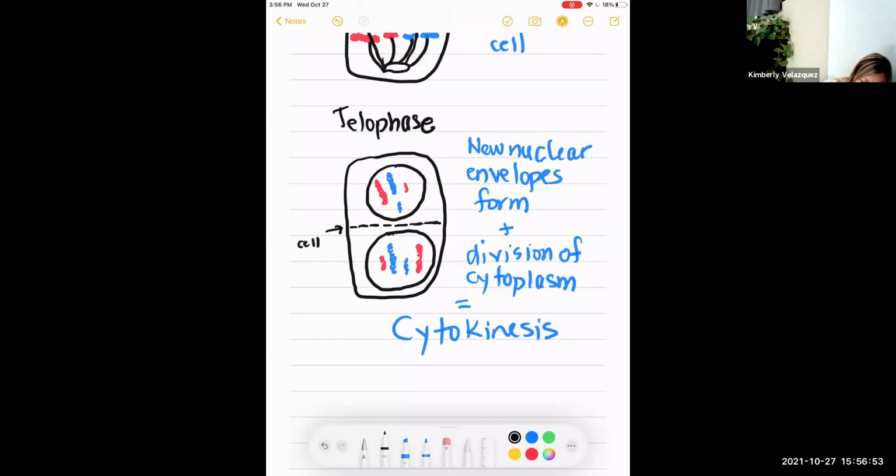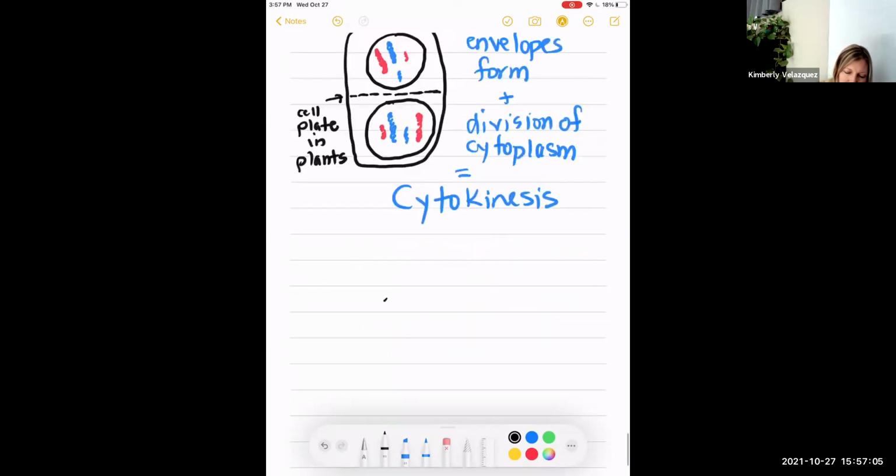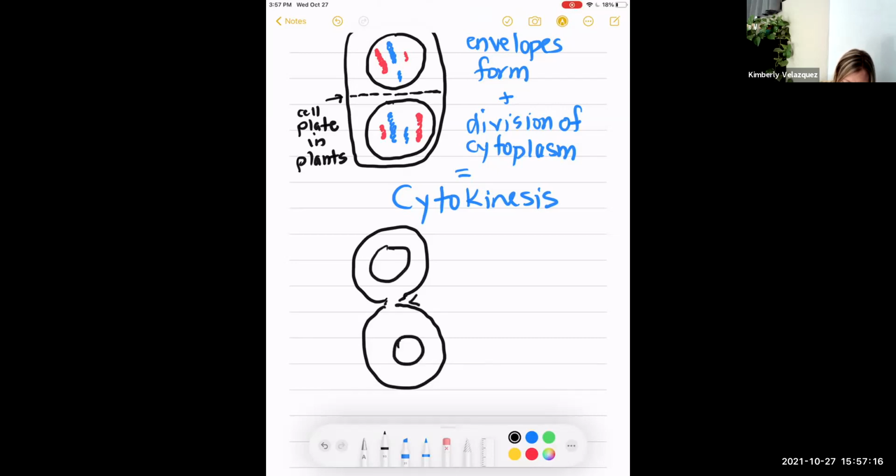So cell plate in plants is how cytokinesis is achieved. If this was an animal cell, it would actually pinch the cytoplasm in half. And this indentation that happens while that cell is dividing is called a cleavage furrow.